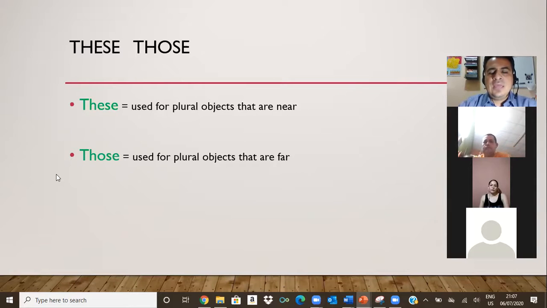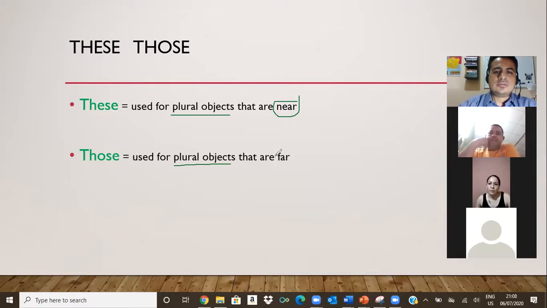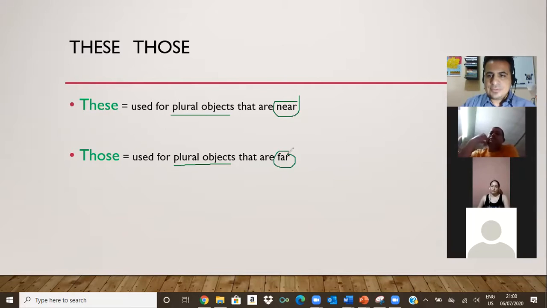These and those. These, those. Plural objects. También está. Plural objects. Okay. Entonces, ¿cuál es la diferencia? Near. Far. The position. A mí me gusta pensarlo, si lo tengo en mi posesión, es near. This. Está cerca, near, de mí.